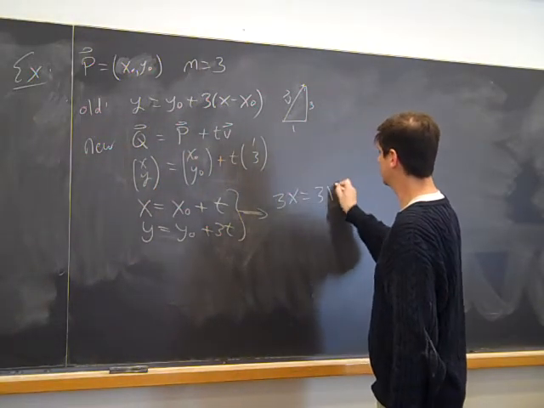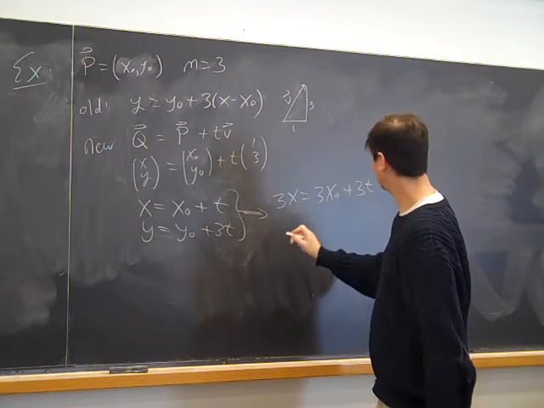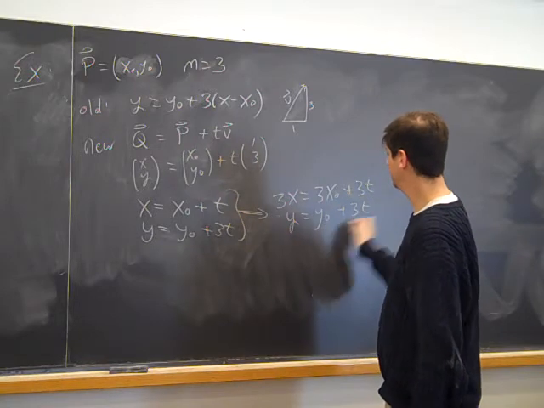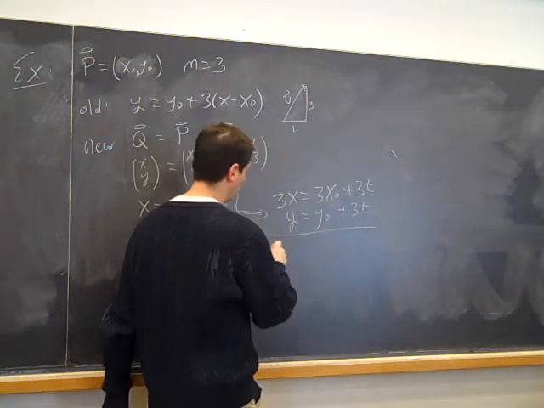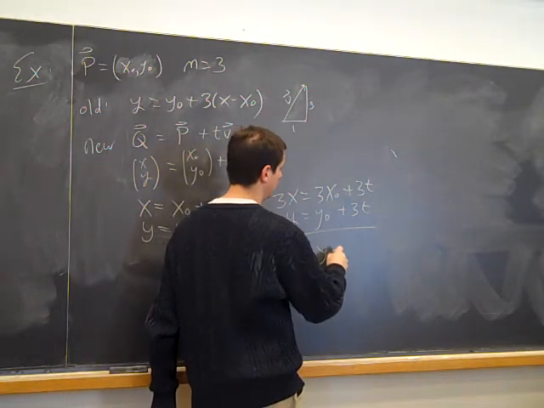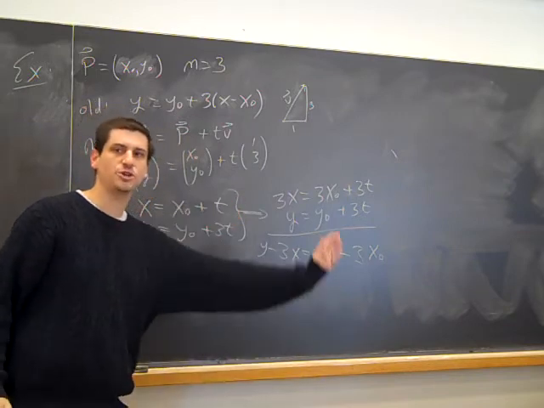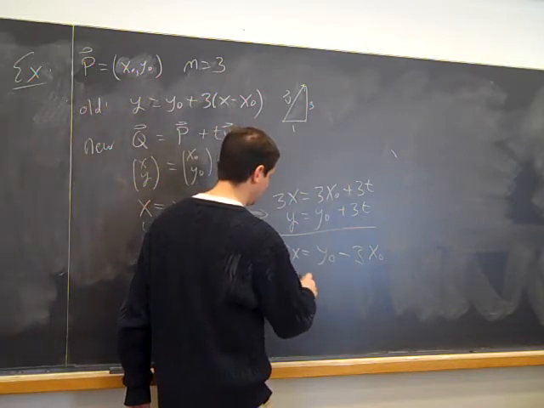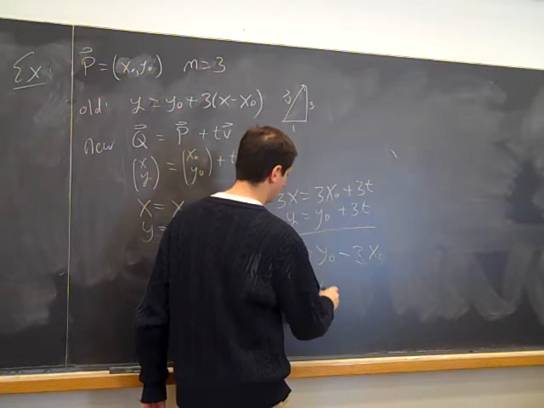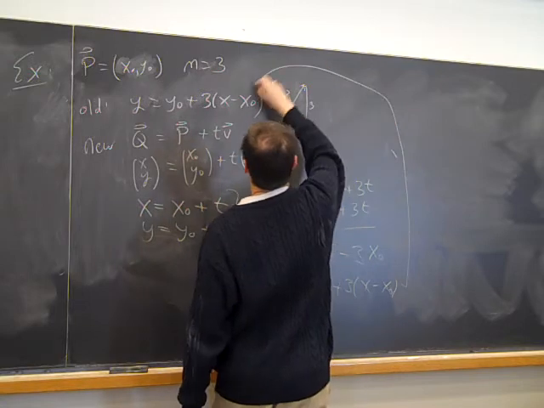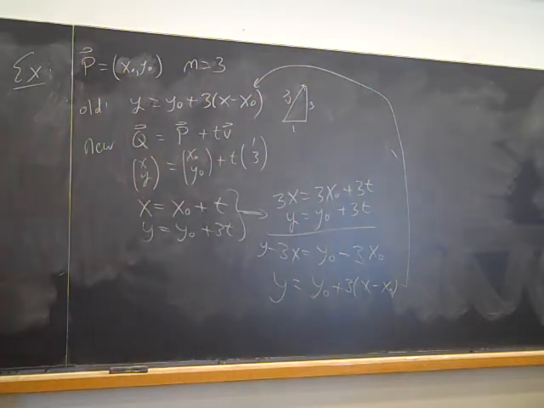3x equals 3x naught plus 3t. y equals y naught plus 3t. Subtract, and we get y minus 3x equals y naught minus 3x naught. And then just bringing the 3x over to the other side, we get y equals y naught plus 3 times (x minus x naught), which is exactly what we had before. Right? So this is a way to see that what you've studied in the past is actually the same as what we're doing now.